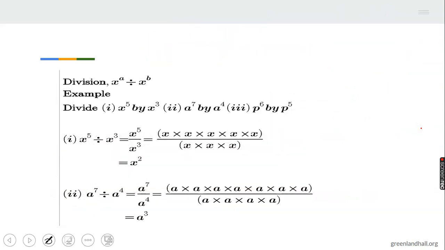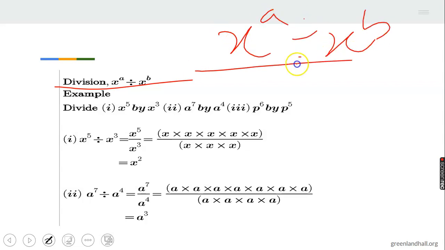Now, we move to division. How do we do division when used with indices? Now, this is an example. We have to divide x raised to power 5 by x raised to power 3, a raised to power 7 by a raised to power 4, and p raised to power 6 by p raised to power 5. I believe you know our division.